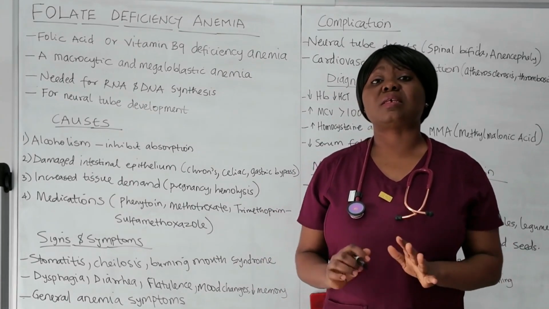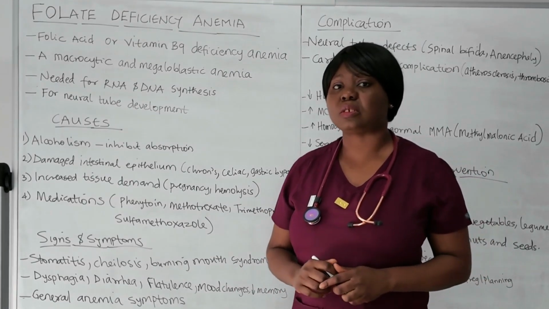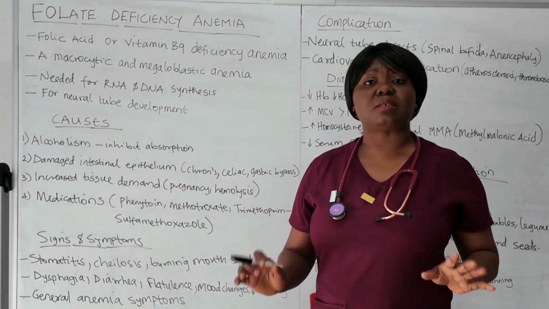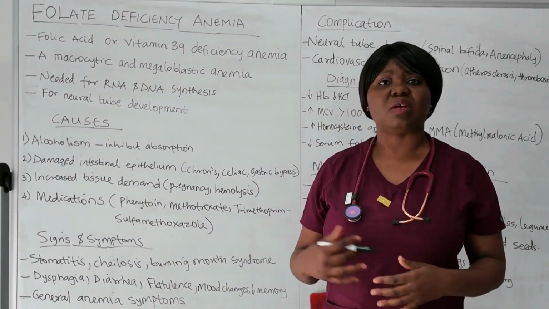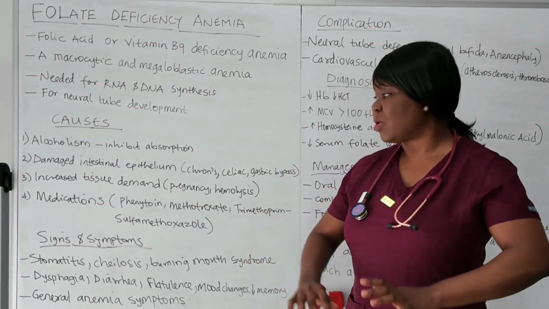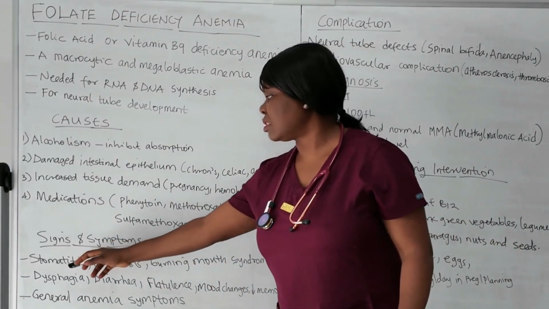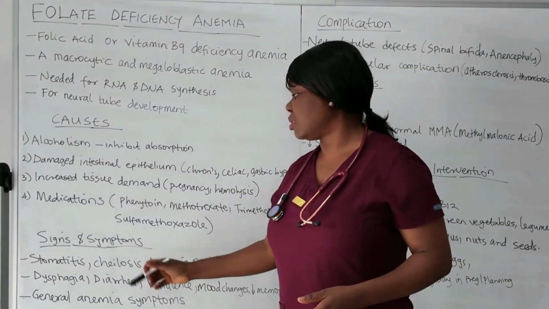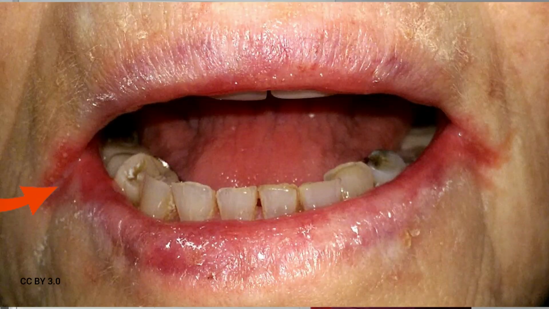Now let's look at the signs and symptoms of folate deficiency. Just like with every other anemia, they will experience the usual signs and symptoms of anemia, which I've mentioned before, like pallor, fatigue, dizziness, tachycardia, and all that. But in addition, the patient will experience things like stomatitis, which is inflammation of the mouth, then cheilosis or angular cheilitis, where there's presence of cracks around the mouth.